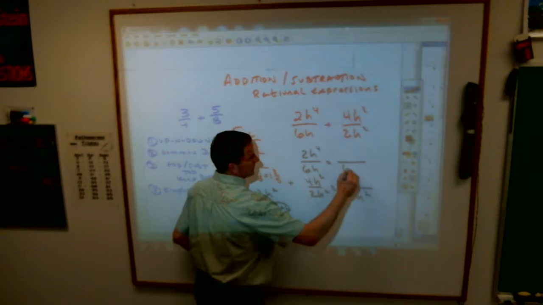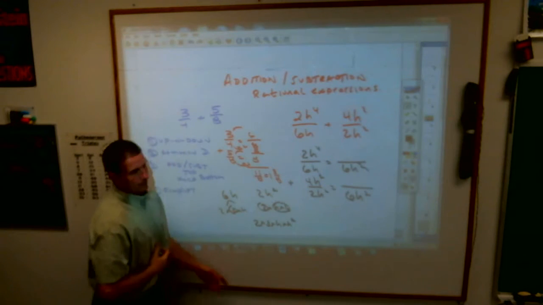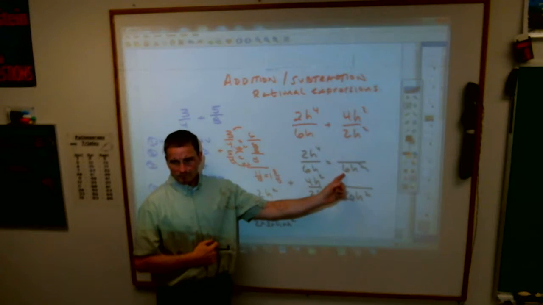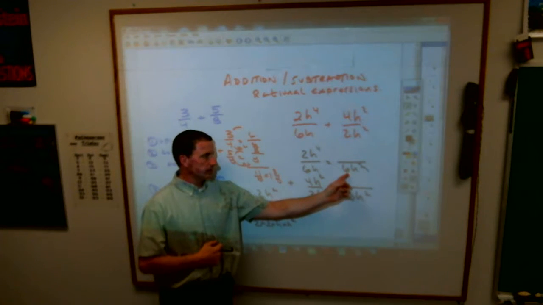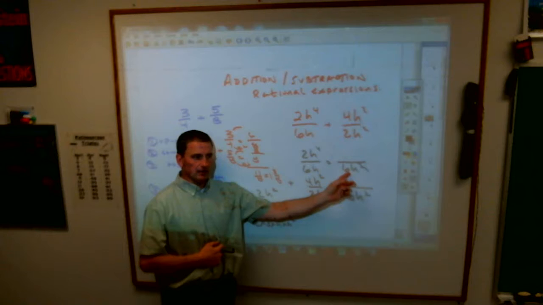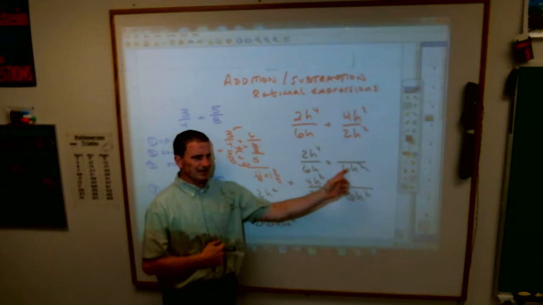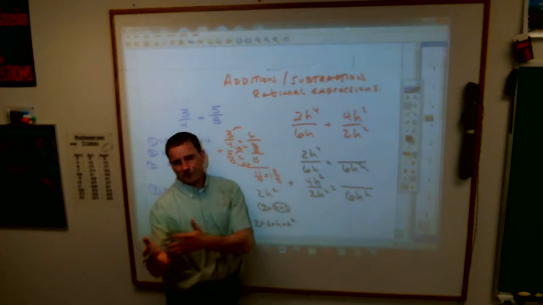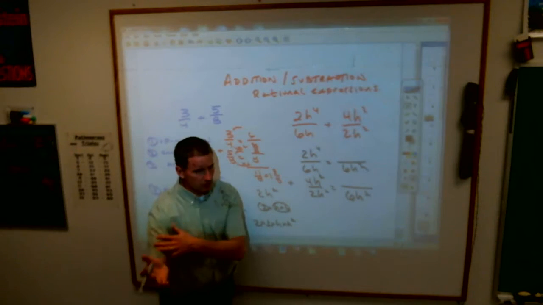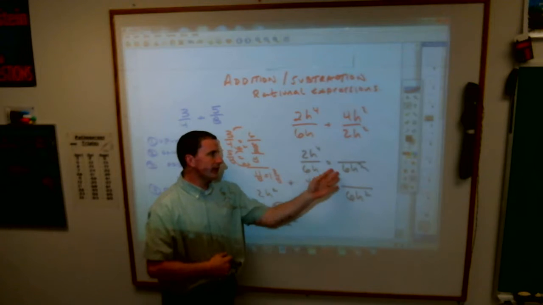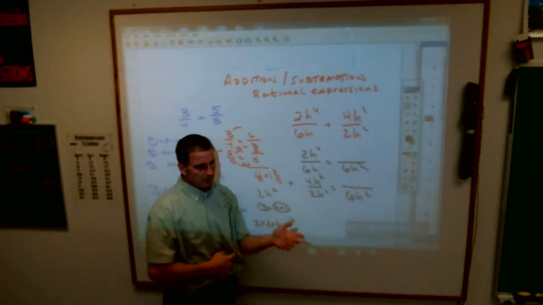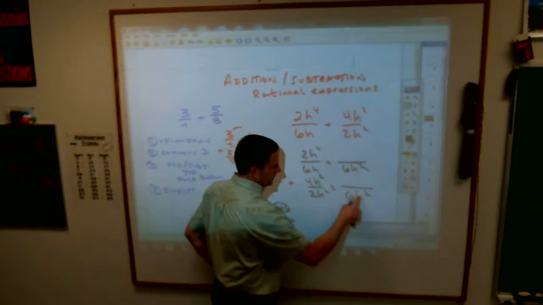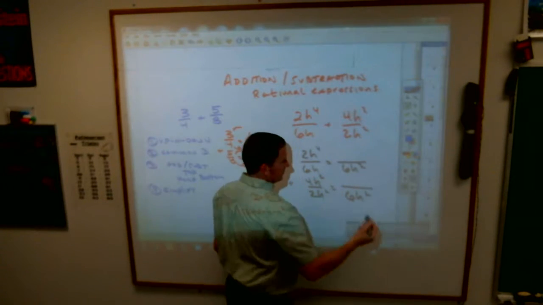6h squared. If somebody said 2 was my least common multiple, if I had put a 2 there, how do I go from 6h to 2? You can't, and it gets really complicated. So your least common denominator is 6h squared, and you do the same thing.